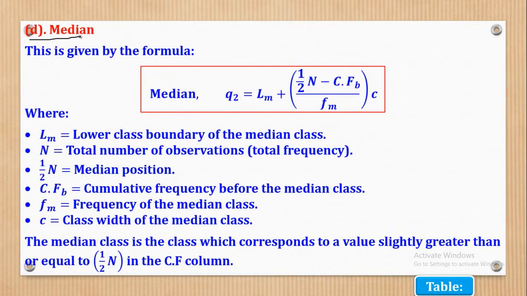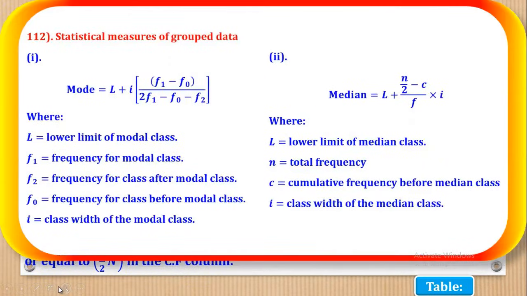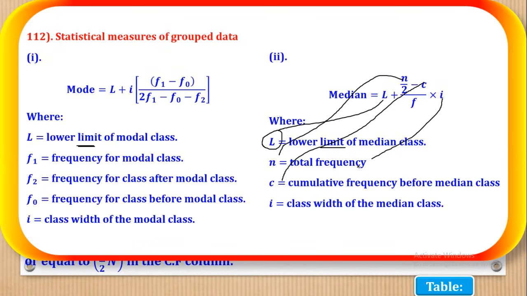So next is median. This is the formula for median, and the good thing, the formula is also available in your mathematical logbook. So let's first look at the one in your mathematical logbook. In your mathematical logbook, this is the formula. There's something we need to change in your mathematical logbook. Here they said lower limit, which is not okay. This word limit has to be boundary, because we use lower class boundary. Then small n is the total frequency, small c is the cumulative frequency, and I is the class width.